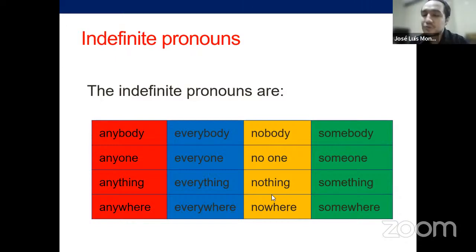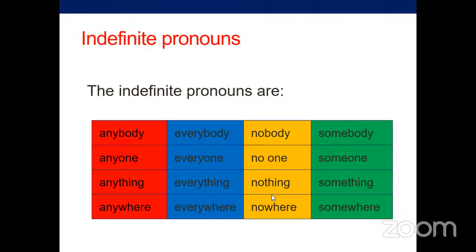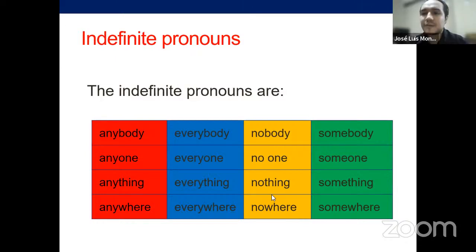Let's do the same, please, Wilson. Let's read all these words in this chart. Anybody, anyone, anything, anywhere, everybody, everyone, everything, everywhere, nobody, no one, nothing, nowhere, somebody, someone, something, and somewhere. Great. Thank you very much, Wilson.